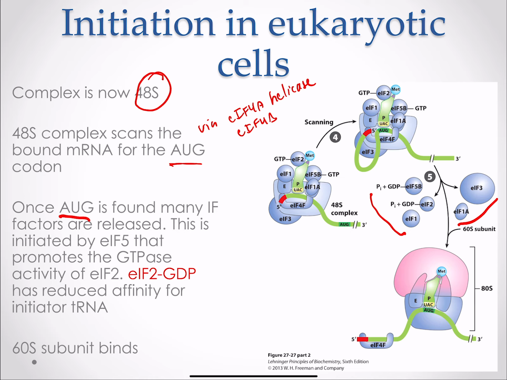And you're going to get hydrolysis of the GTP, and this reduces the affinity of the initiation factor 2 for that tRNA that it brought in. So it kind of releases itself. At this point, you're going to be able to bind that 60S, and you have the complete 80S ribosome that is formed.